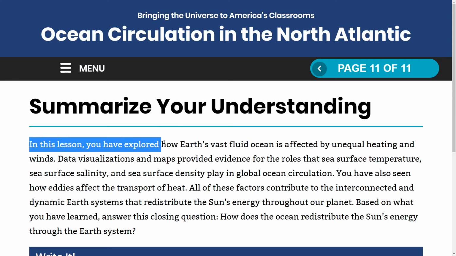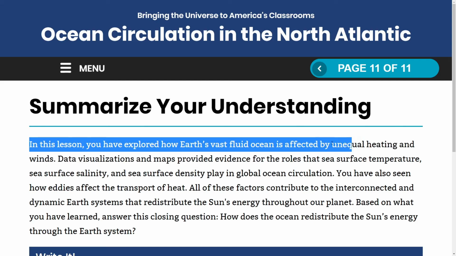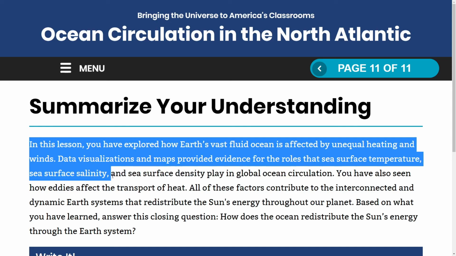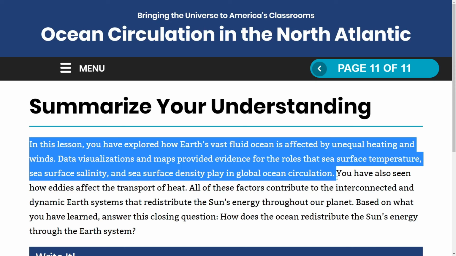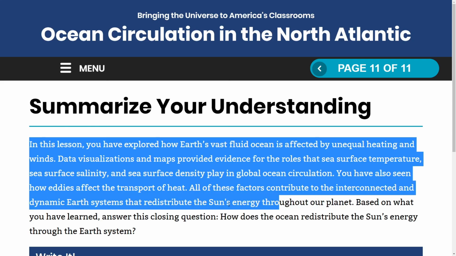Page 11. In this lesson, you have explored how Earth's vast fluid ocean is affected by the unequal heating and winds. Data visualizations and maps provided evidence for the roles that sea surface temperature, sea surface salinity, and sea surface density play in global ocean circulation. You have also seen how eddies affect the transport of heat. All of these factors contribute to the interconnected and dynamic Earth systems that redistribute the sun's energy throughout the planet.